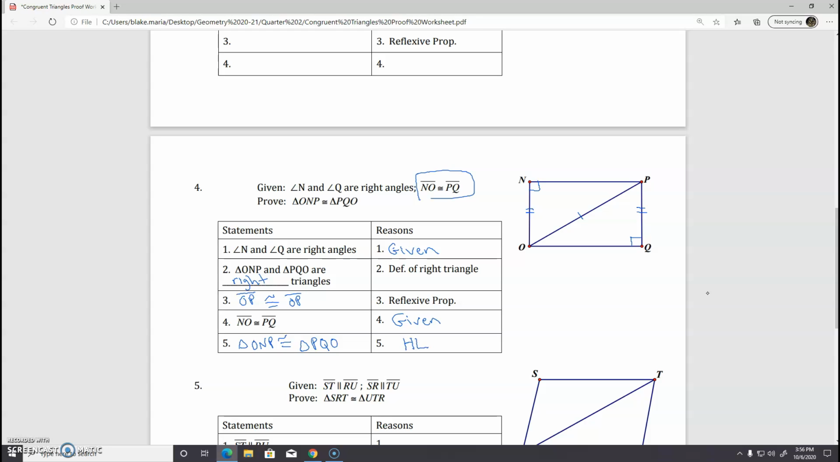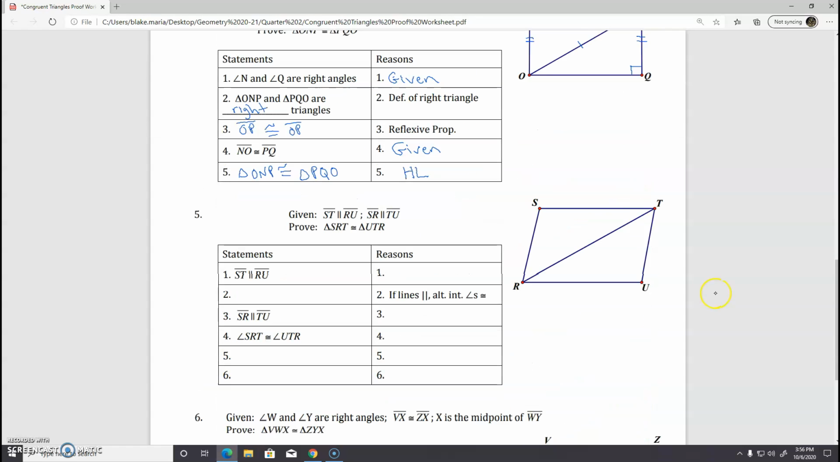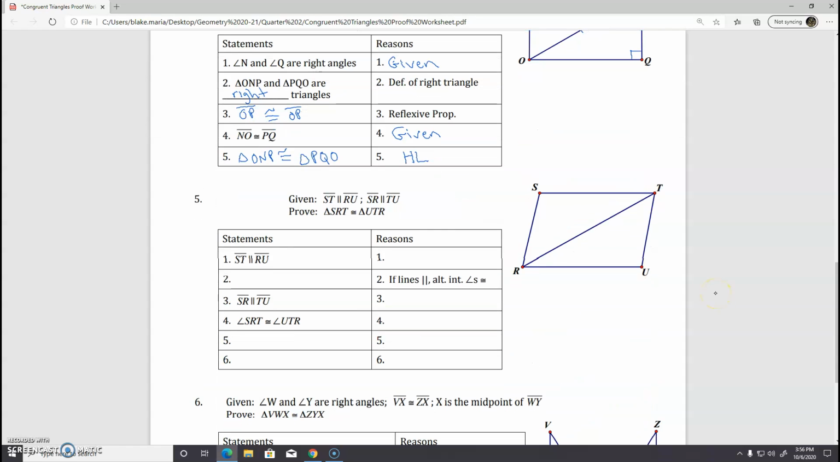So remember, the reasons triangles are congruent are side, side, side; side, angle, side; angle, side, angle; angle, angle, side; and then today we learned hypotenuse leg was another one. So you only have 5 ways.